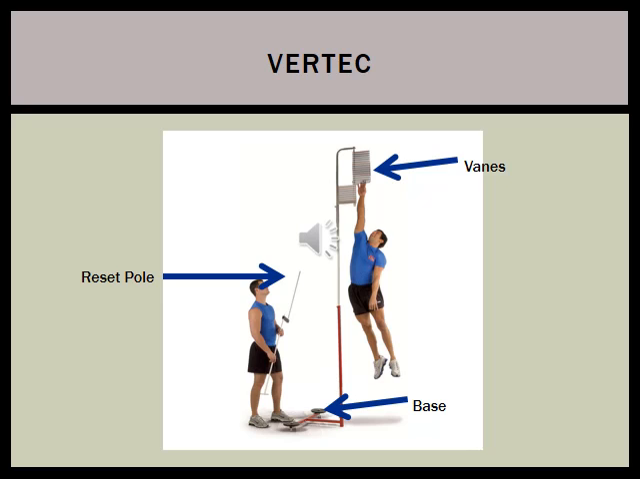The vanes are half-inch slats. We ask the individual to jump up and hit as many vanes as possible. The reset pole allows us to move the vanes back in order.